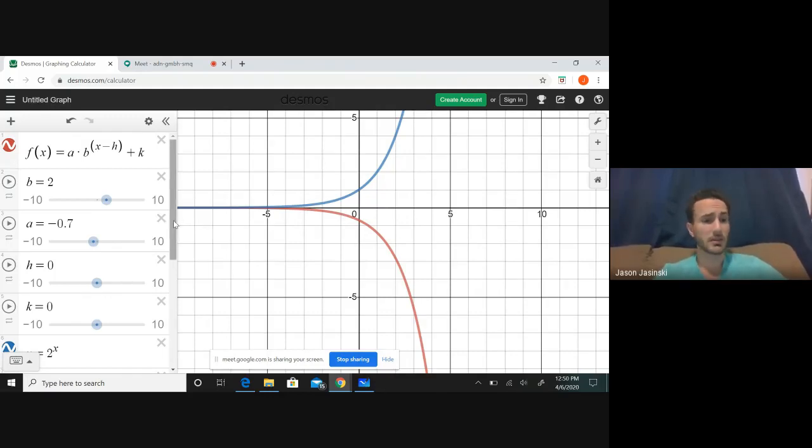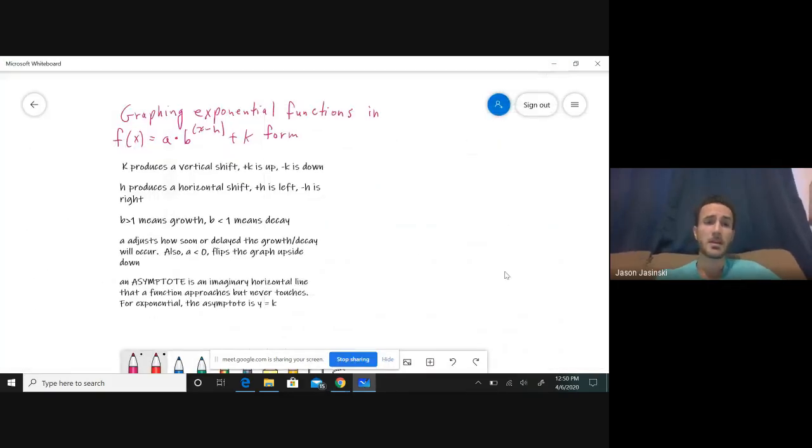All right, so let's summarize what I just talked about. So the value of k, the constant on the end, does vertical shift, positive k up, negative k down. H is the confusing one. It produces a horizontal shift. If it says minus a number in the formula, that means you go to the right that many units, plus a number, you go to the left that many units. So it's backwards. So we addressed that and that. B greater than 1 is growth. B less than 1 is decay. That was also evident in my explanation.